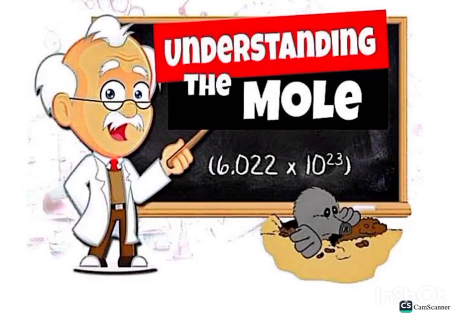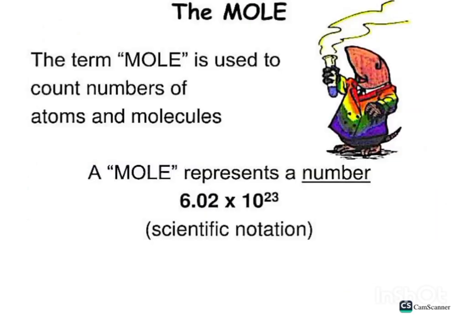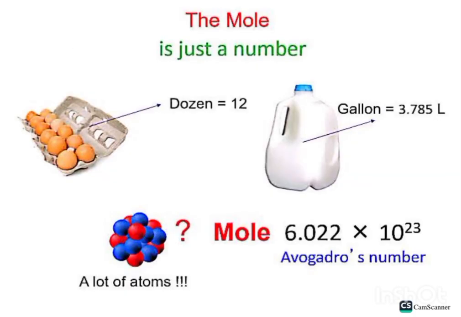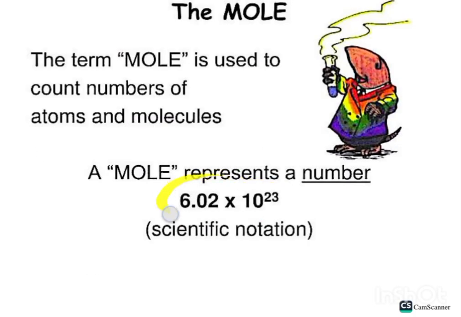Today we are going to study the concept of mole and Avogadro's number. Let's see first what a mole actually is. A mole is the quantity of any substance, used to describe the number of particles. As you can see, it is used to count the number of atoms and molecules, and it is always represented by a constant number, which is 6.022 into 10 raised to power 23.